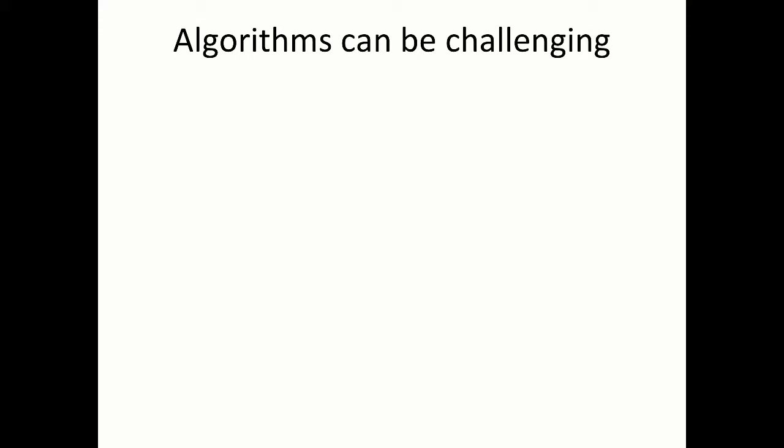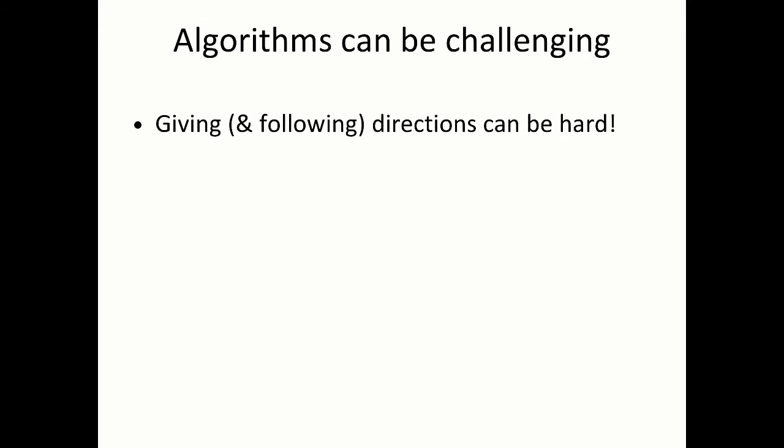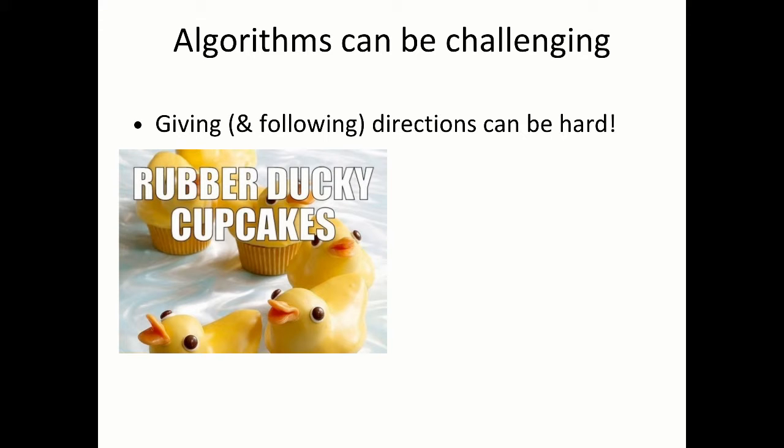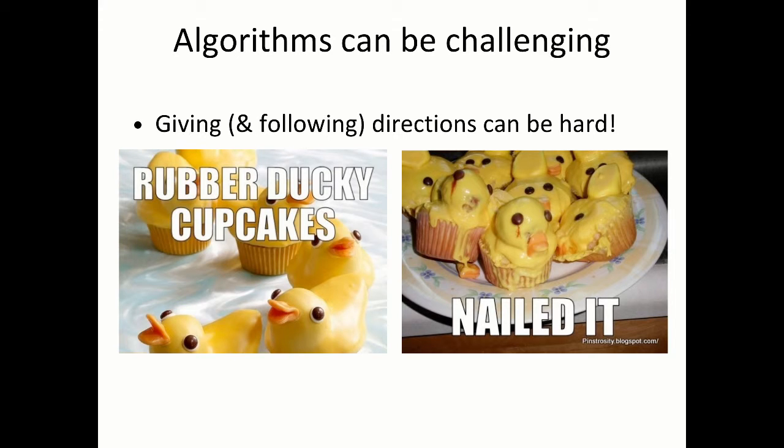In general, algorithms can be challenging because giving and following directions can be hard. Have you ever tried to follow a recipe online or tried to follow directions that someone's given you? Well, here's an example Pinterest recipe, rubber ducky cupcakes. Yep, and here's somebody who nailed it. So giving and following directions can be challenging. Thus, algorithms, which are a precise series of steps, or in essence giving directions, can also be challenging.